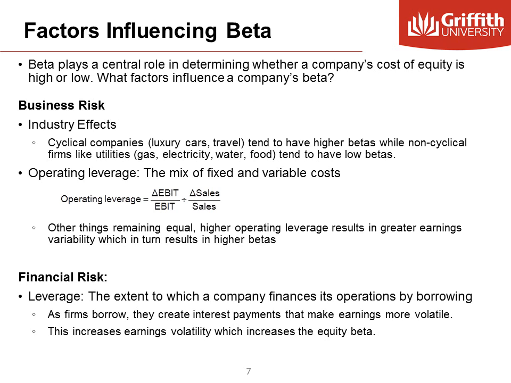Cyclical companies, firms which sell more discretionary products rather than essential products like food and soap, tend to have higher betas, while non-cyclical firms like utilities, gas, electricity, water tend to have low betas.